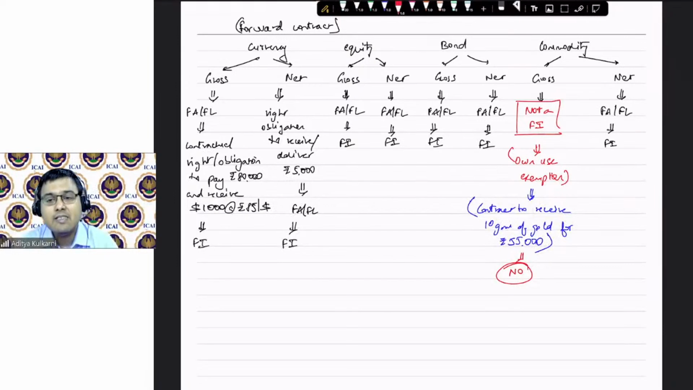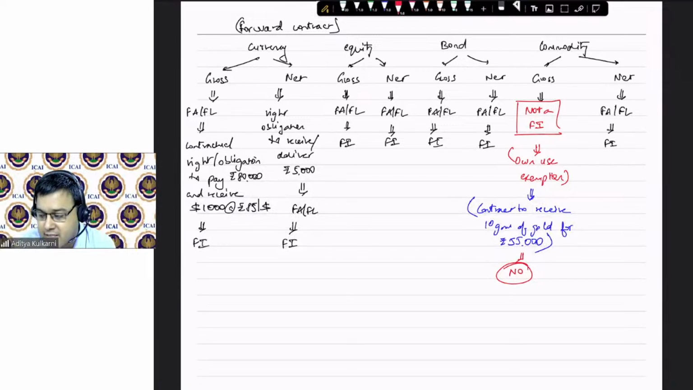So it is an executed contract, a contract which has already been executed by the counterparty. He has fulfilled his obligation by delivering the goods to you, and therefore you have an obligation to deliver cash to him. That is why trade payables becomes a financial liability.